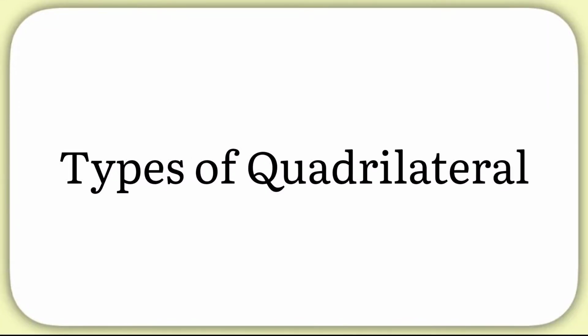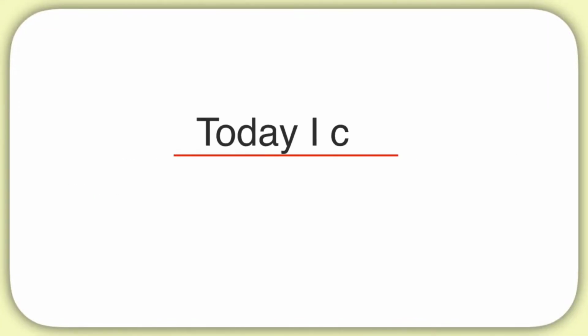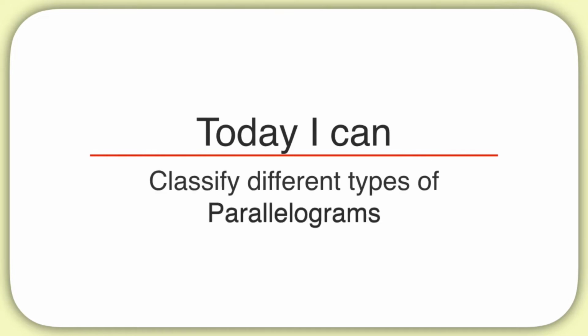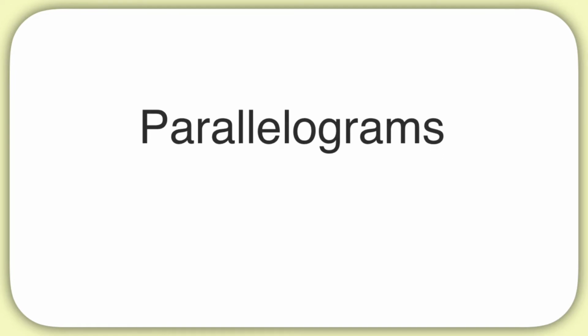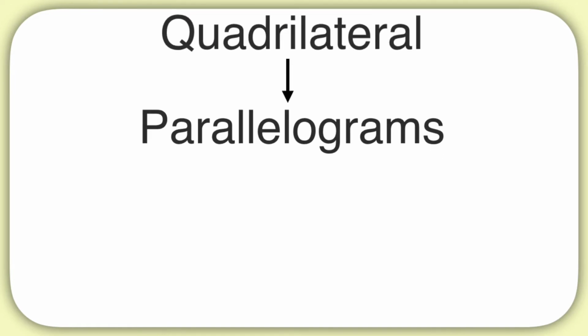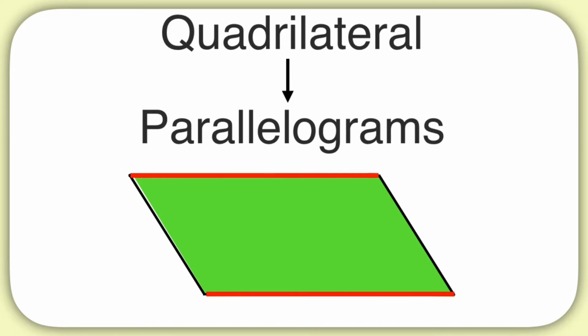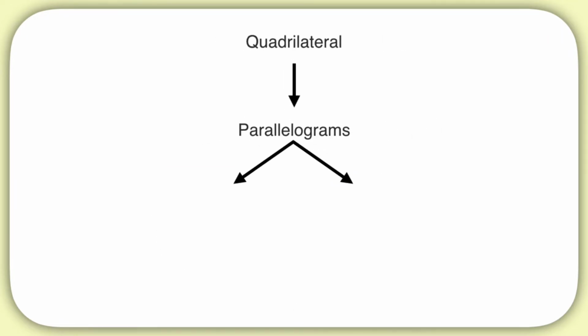Types of quadrilateral. Today, we are learning how to classify different types of parallelograms. Now, parallelograms are a type of quadrilateral and they look like this. They have two sets of sides that are parallel to each other. But there are actually many different types of parallelograms.